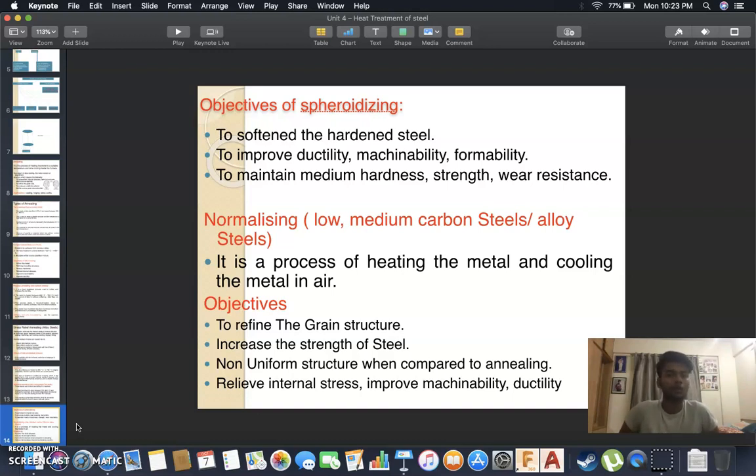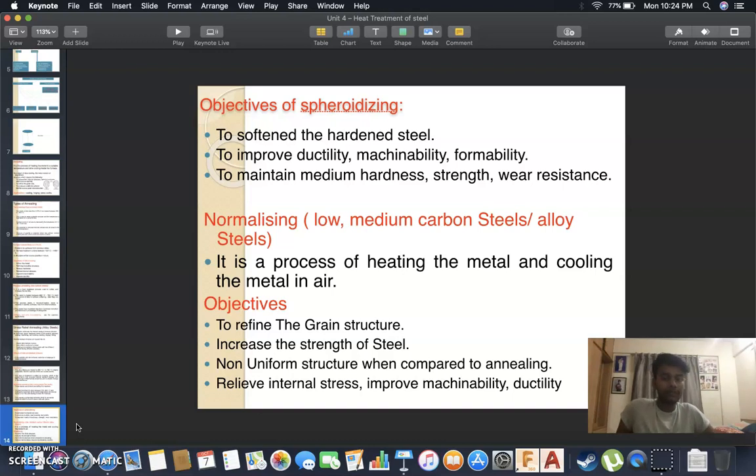So this is done on low, medium carbon and alloy steels. It is the process of heating the metal and cooling the metal in the air. Whereas in annealing, cooling is done inside the furnace. Normalizing is a heat process where cooling of the metal is done in the open air.